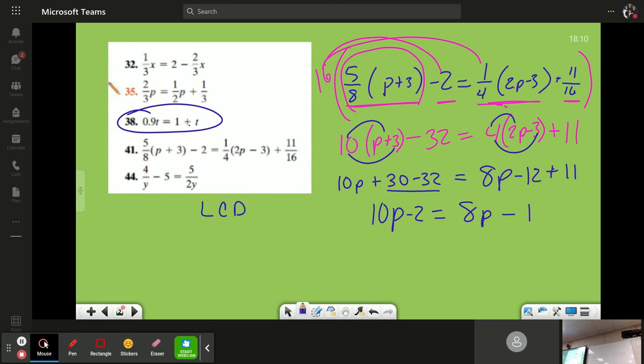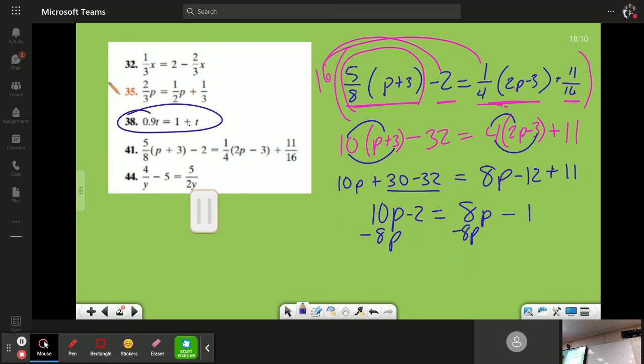All right. I'm going to subtract. Who do I got to get rid of now? Who do I need to put together? 8p. I could subtract the 10p. It doesn't matter. I think it's easier to do the 8p because everything's going to stay positive, right? But do know that you could do either one. So I'm going to say minus the 8p.